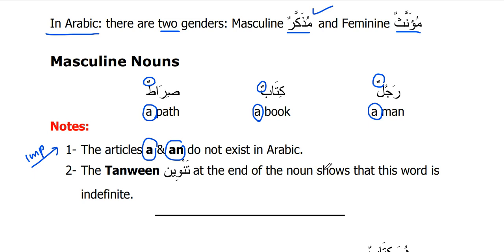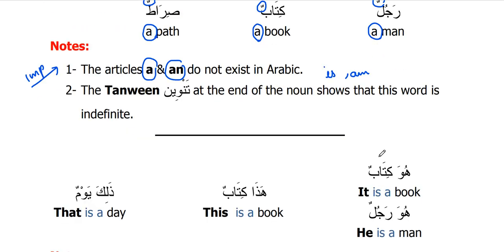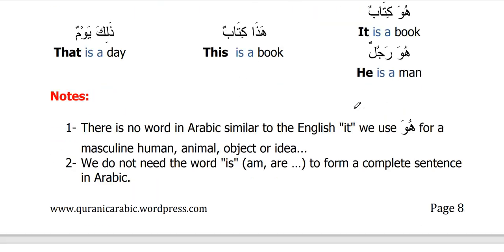And the most important point to note here is that in Arabic you don't find a, an, the, is, or am, as we use these in English. We don't find a, an, is, am in Arabic. It's without a, an, is, am. And at the end of the word, when you see the tanween, it shows that the word is nakira, or indefinite. So now here we come to the examples.